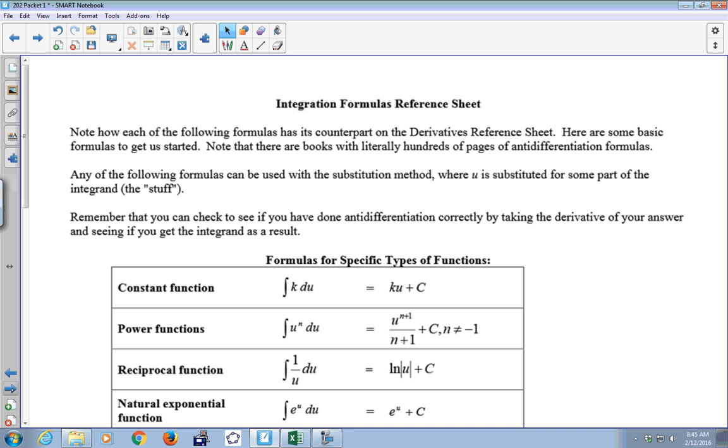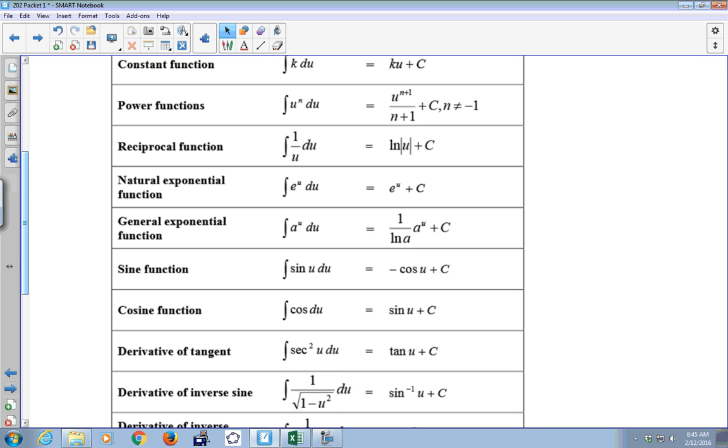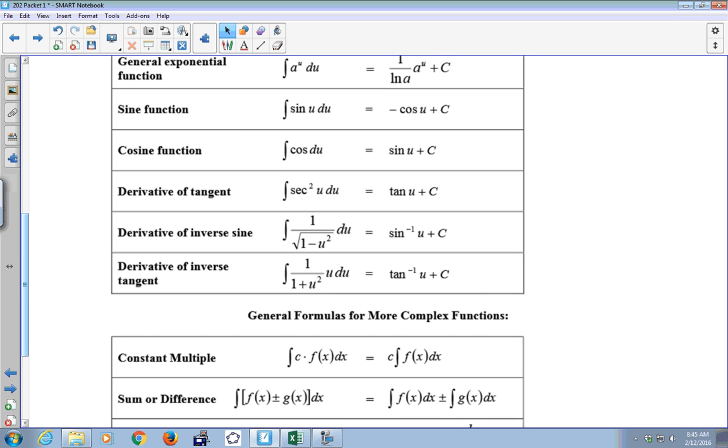Reference sheet, where is it? Here we go, integration formulas reference sheet. So anything. Oh, there's an extra U right there. Look at that typo. Typo in your packet.